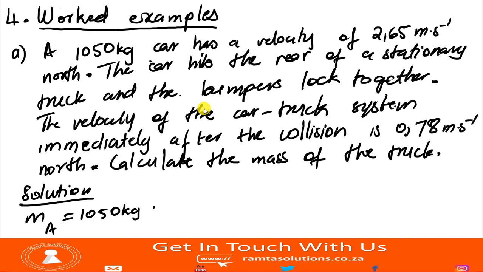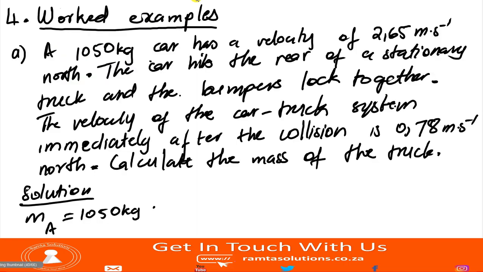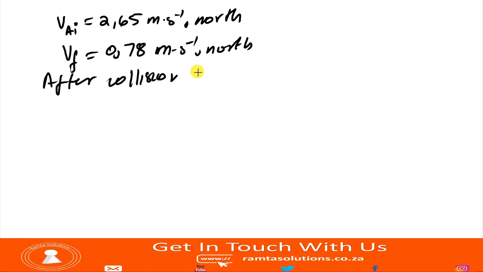The car and the truck got stuck together because their bumpers locked together. The velocity of the car-truck system immediately after collision is 0.78, so I'm simply going to call it VF, 0.78 meters per second north. After the collision, both the truck and the car are stuck together, so our mass will be mass of A plus mass of B.